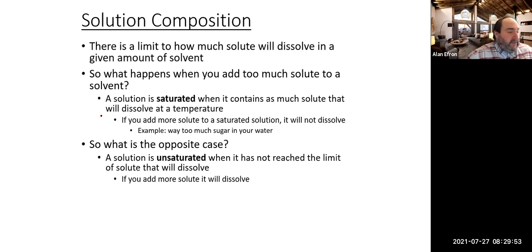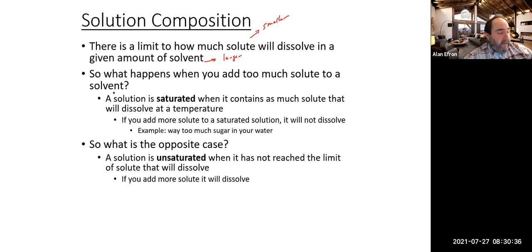When we talk about solutions, there are a couple of different ways that we classify solutions, depending on the amount of solute dissolved in there. A reminder that the solute is the smaller part of the solution and the solvent is the larger part. Because there's a limit to how much solid you can get to dissolve in a particular solvent at a temperature, we get a couple of different types of solutions. What happens if we add too much solute to the solvent? At some point, we hit what is referred to as a saturated solution.